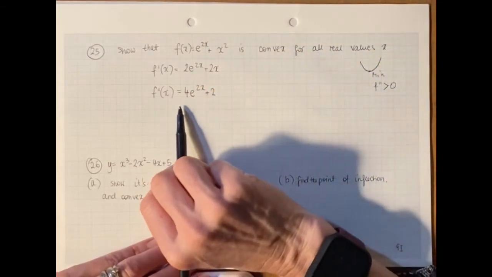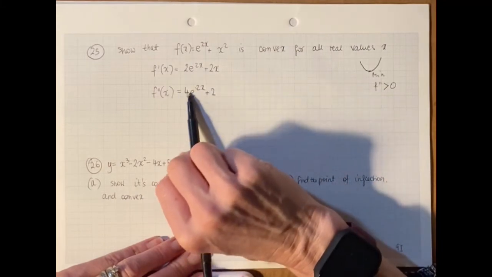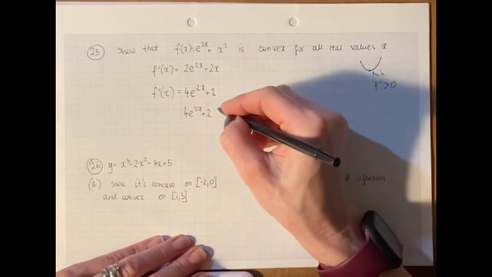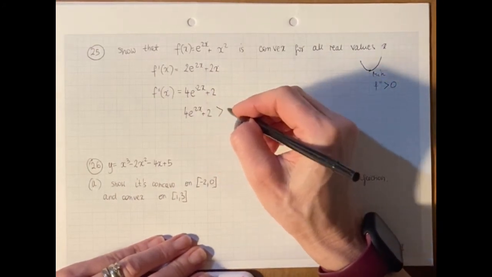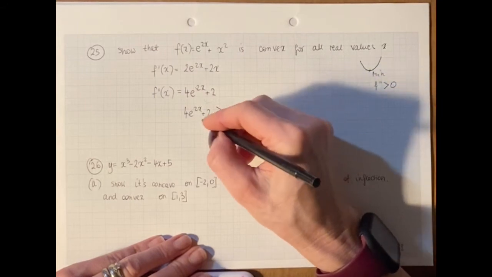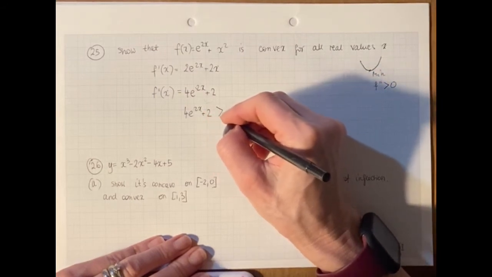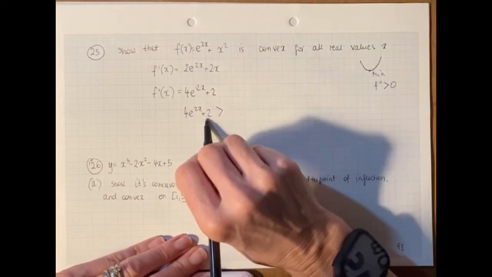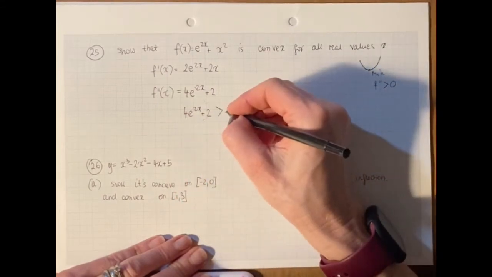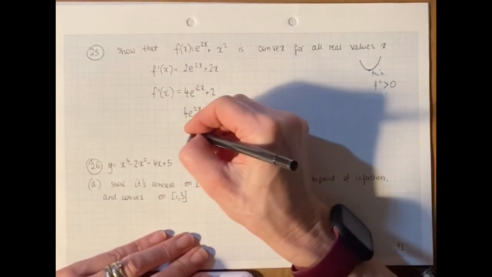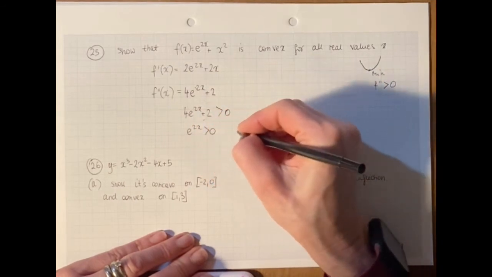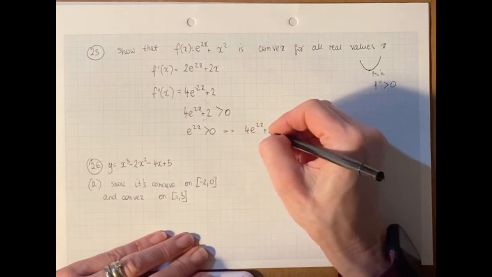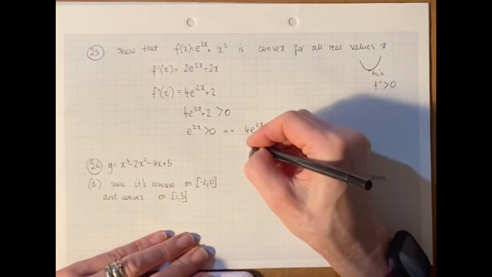Okay, so this expression over here, 4e to the power of 2x plus 2, is always positive. It's actually not equal to 2, it's always going to be above 2, so it's always positive. So e to the power of 2x is always greater than 0, therefore 4e to the power of 2x plus 2 will always be greater than 2.